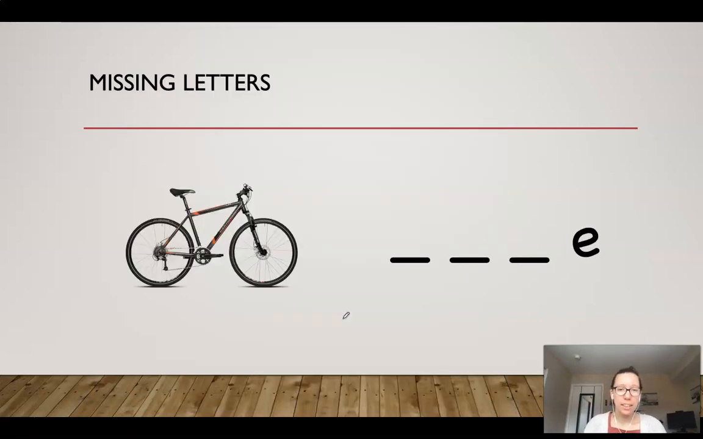So now let's do some missing letters here, friends. This is a bike. They've given us our final E, our silent E there. So we need to figure out what letters we're missing. What's the first sound we hear in bike? Good, the first sound is B. We know that B says B, so we're going to write a B in our first blank. What's the middle sound you hear in bike?